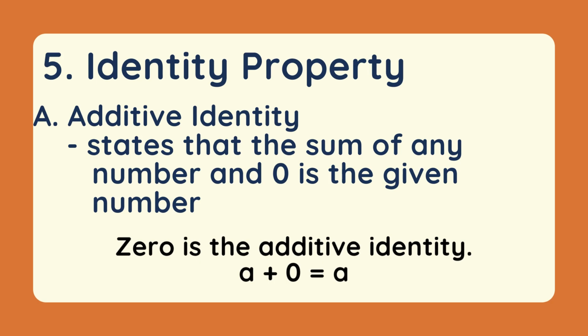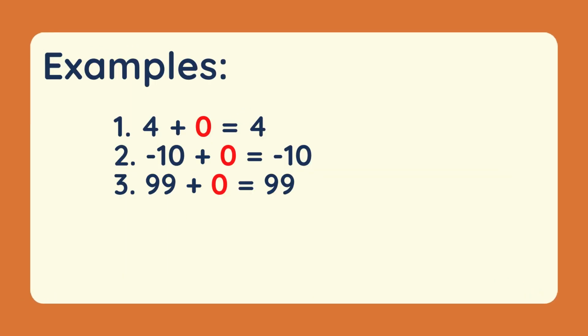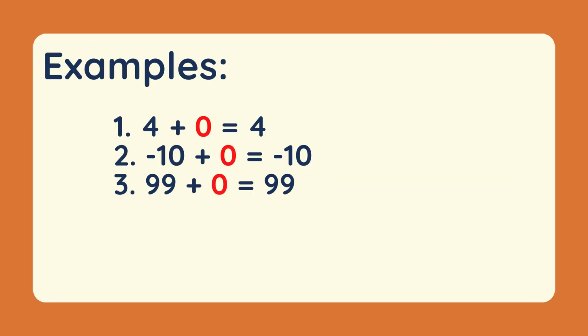And 0 is the additive identity. So let us have this one. 4 plus 0 is equal to 4. Negative 10 plus 0 is equal to negative 10. 99 plus 0 is equal to 99. So as we can see, given the three numbers, nothing has changed with the sum.